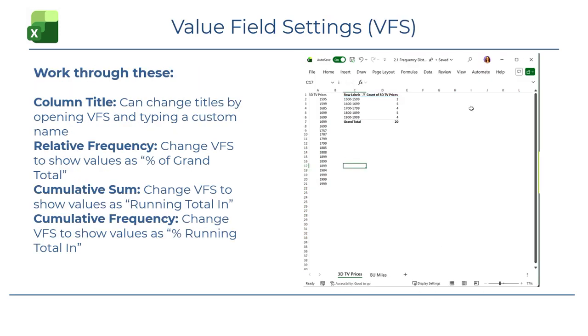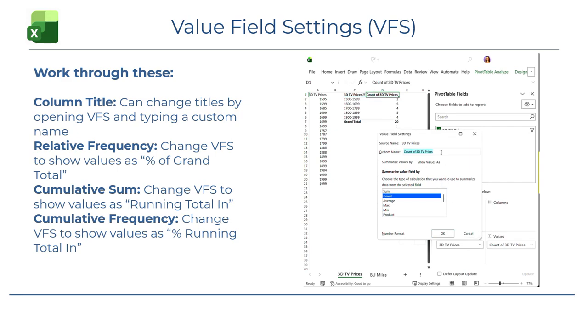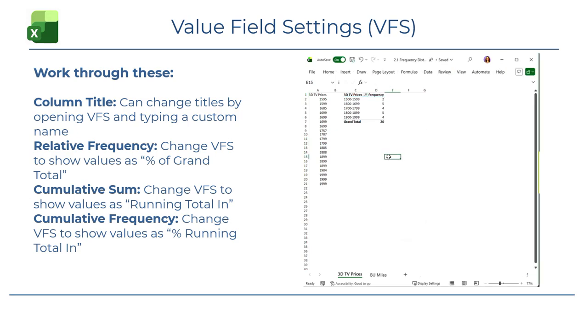Now, we already have our correct frequency table. There are a few other things that we can do. We can obviously change the titles just by clicking the text within the title. So if you wanted to change that to something more descriptive than row labels, like 3D TV prices, and then count, I'm just going to call frequency. I double clicked on it, so it opened this, but I can change it here or there. So as we can see now, it looks a little bit better.